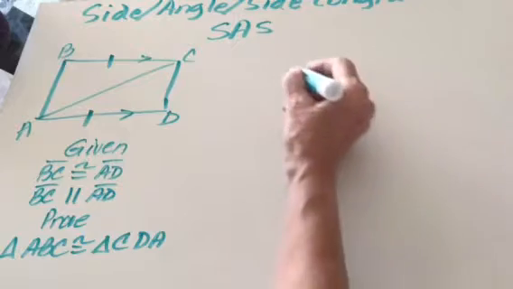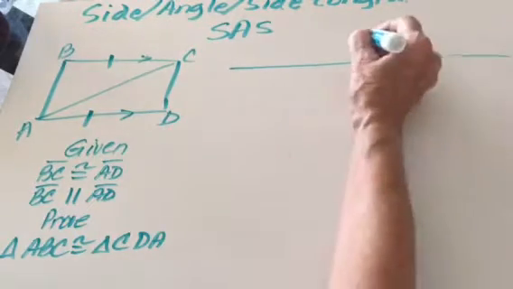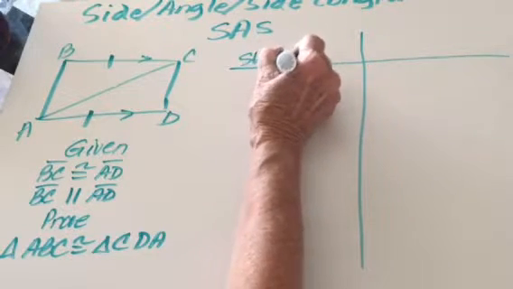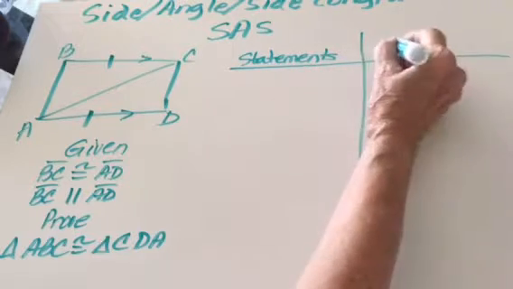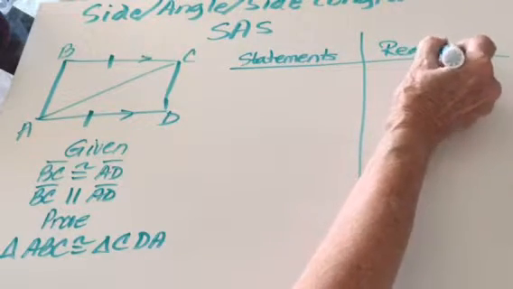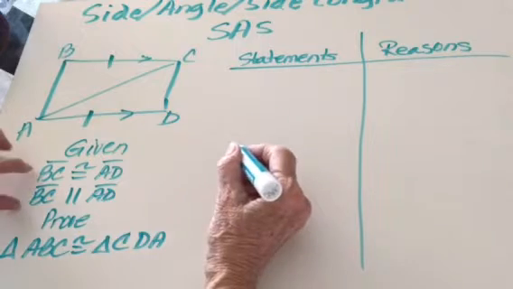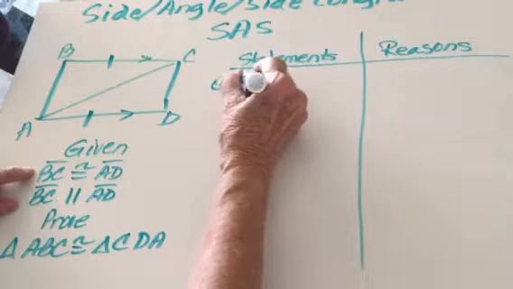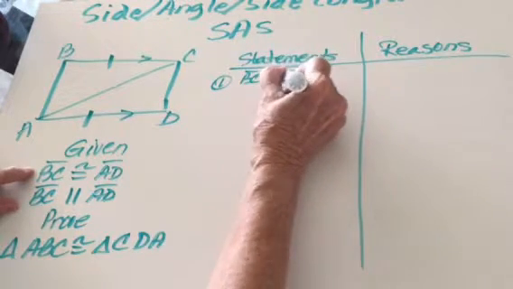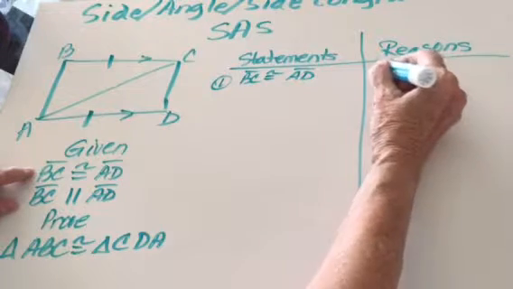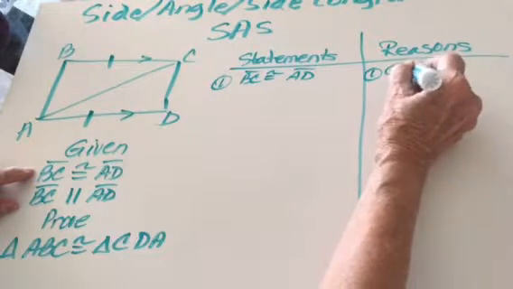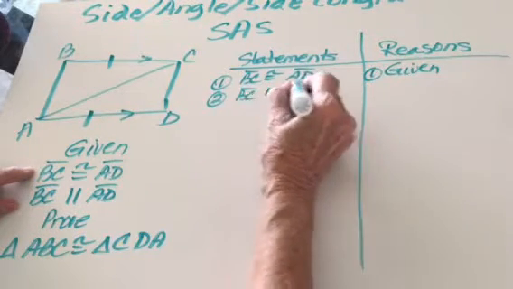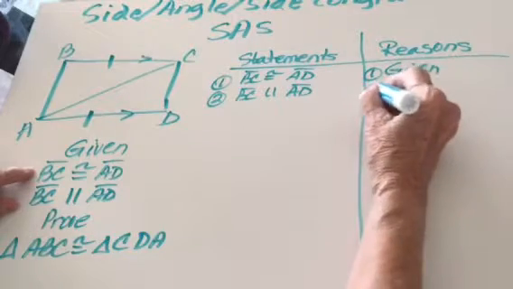All right, so we're going to make a 2-column proof. Here's our 2-column proof over here. Up here, we're going to have statements. And here we're going to have reasons. Now remember, you have to number them. Remember, normally we put the givens first. So number 1, BC is congruent to AD. Why? Because it was given. Number 2, BC is parallel to AD. Why? Because it was given.